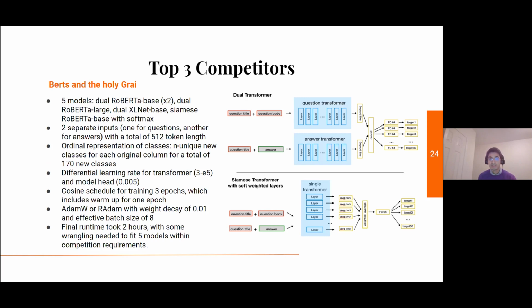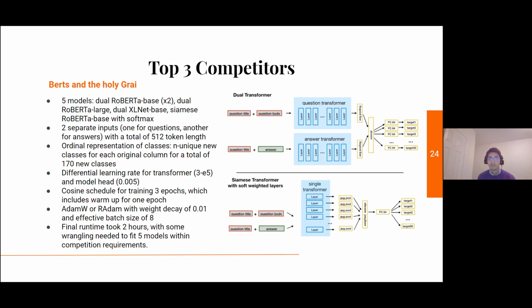So their main architecture was dual transformer, and Siamese transformer for the last one. For the dual transformer, basically what that means is they had a separate transformer for the question and a separate transformer for the answer. The input into the question transformer was both the question title and question body, and for the answer transformer it was the question title and the respective answer. Then both transformers are sent into an average pooling layer, concatenated, and then sent into a fully connected layer, and then used to predict the final target.